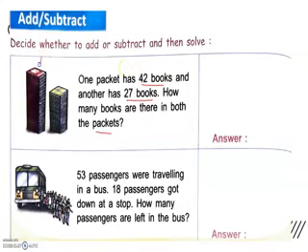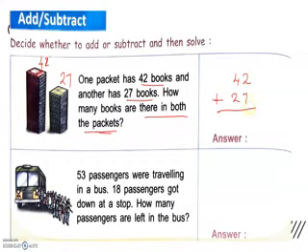The first packet has 42 and the second packet has 27 books. Together, how many books are there in both the packets? Which means what do we have to do? Yes, we have to do addition. So 42 plus 27. The answer is 69. So in total there are 69 books in both the packets.